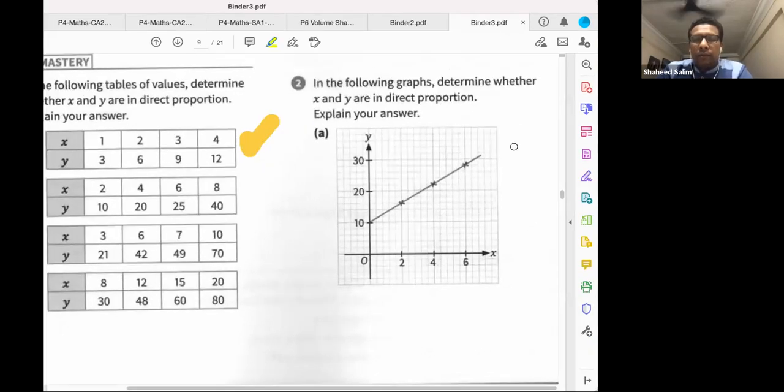Is this now? You type yes or no and explain why. Is it in direct proportion or not? Yes or no and why. Don't say out loud, because I need your friends to also know. I know Inshira knows the answer.